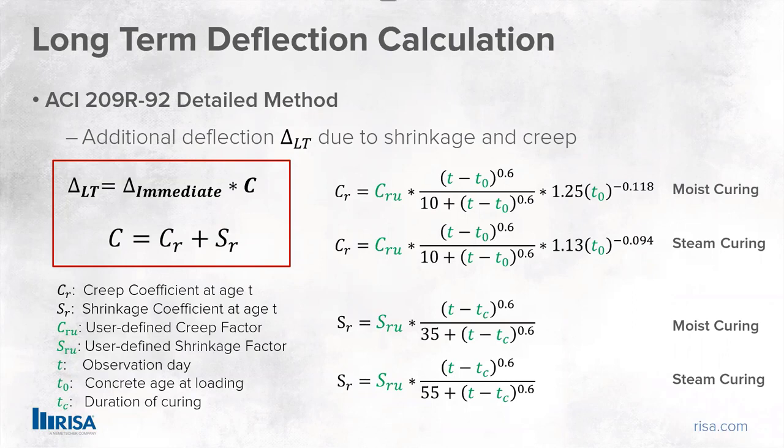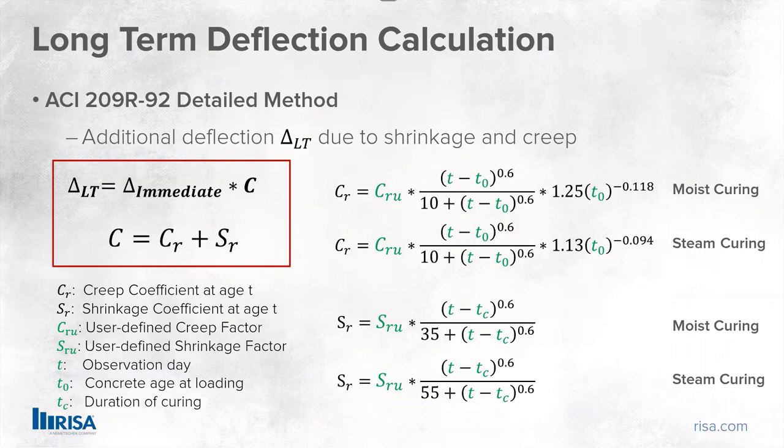Here I highlighted all the inputs in green. All the green parameters shown in the equation will be the inputs that we require the user to modify. The CRU and SRU factors are actually the creep factor and the shrinkage factor. You can define those in the dialog I showed in the first slides. Also here we have the T factor, which is the observation date. Then we have the T0, which is the concrete age at loading. And then we have the TC, which is the duration of curing.